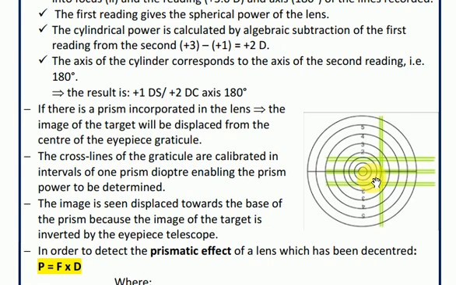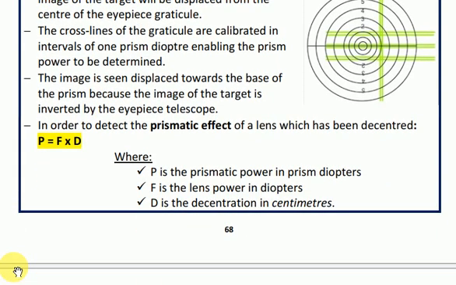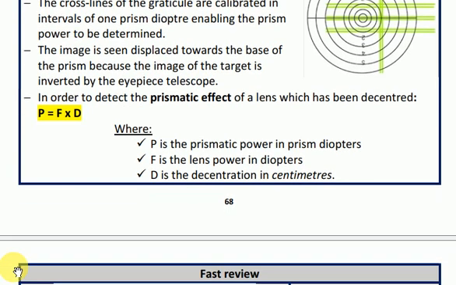In order to detect the prismatic effect of a lens which has been decentered, this formula is used: P = F × D. P is the prism power in prism diopters, F is the lens power in diopters, and D is the decentration in centimeters.